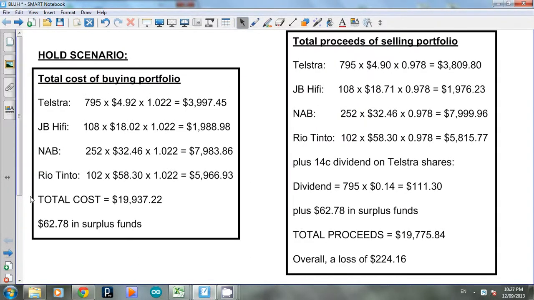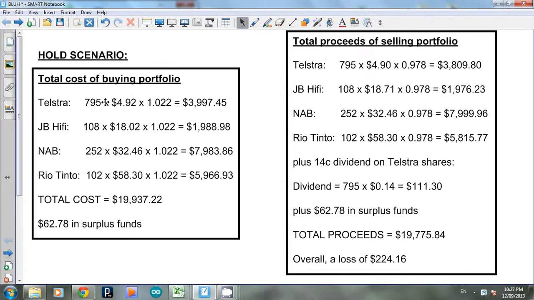Okay, to the business at hand. So I've looked at two things here. First thing I looked at is the hold scenario, which is where you kept the shares for 5 weeks and then just sold them. Didn't do anything with them. So what I've done here, first thing, you might remember I had shares in Telstra, JB Hi-Fi, NAB and Rio Tinto. And I've just worked out the cost of buying each of those bundles of shares.